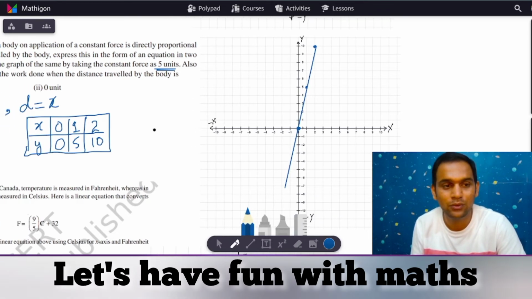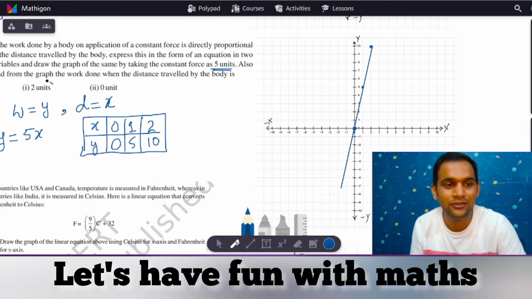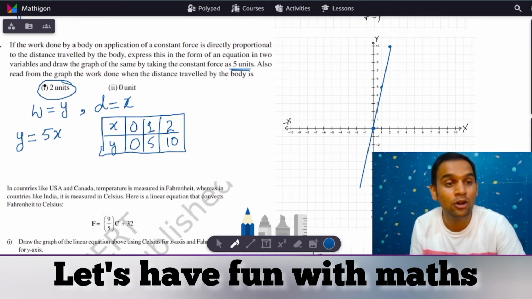Now, what does the next question say? Read the graph for the work done when the distance traveled is 2 units. So if the distance is 2, that is x is 2, what is the y value? It's obviously 10, so that implies 10 units. If the work done is 0, the distance is obviously 0. We can see that from the table itself.